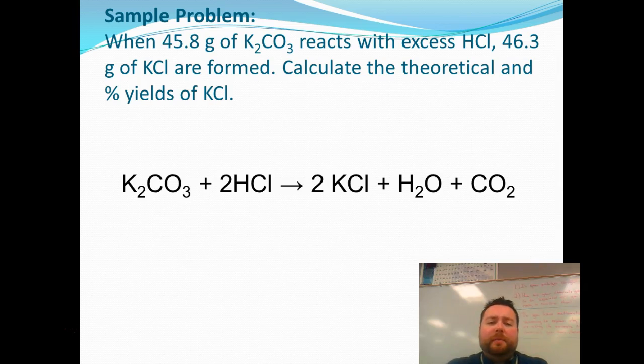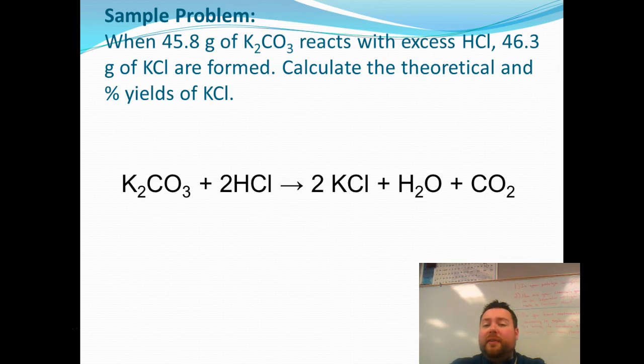So here's a sample. When 45.8 grams of potassium carbonate reacts with excess hydrochloric acid, 46.3 grams of potassium chloride are formed. Calculate the theoretical and percent yields of KCl, of potassium chloride. So what we're trying to do is it's asking us to do two things. We want to calculate the theoretical yield and then also the percent yield.